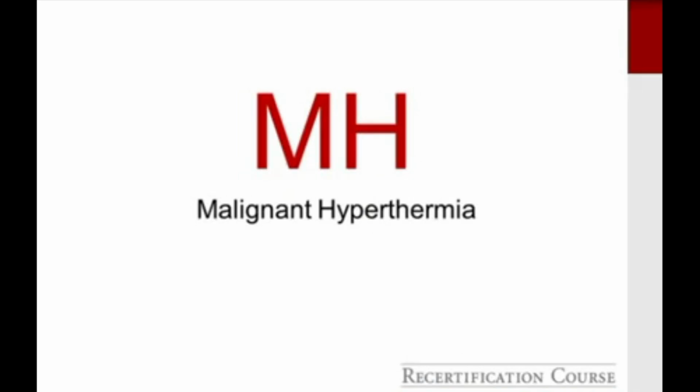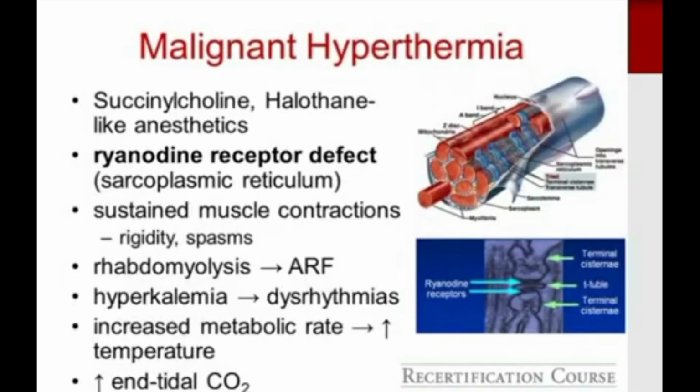Malignant hyperthermia. This is a condition seen in patients who receive halothane-type anesthetics or anesthetic agents like succinylcholine, which is a paralytic agent. This is caused by a ryanodine receptor defect in the sarcoplasmic reticulum of muscle.